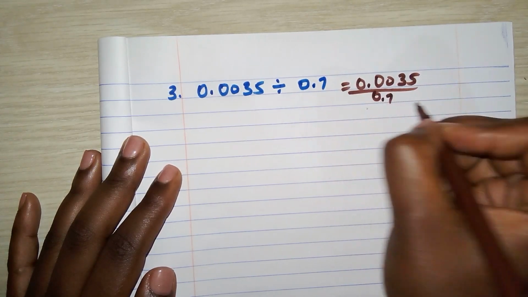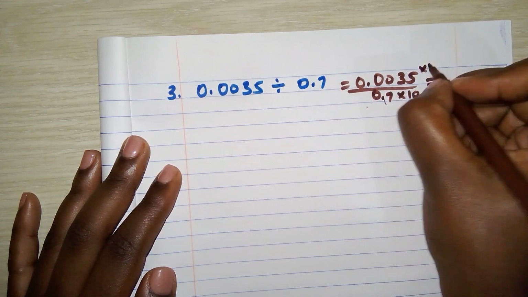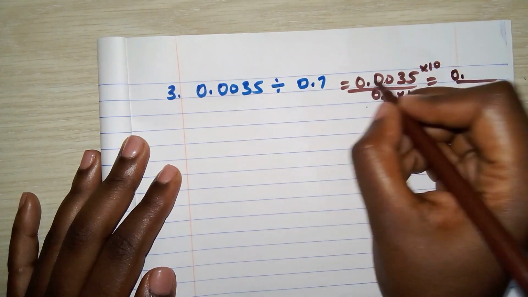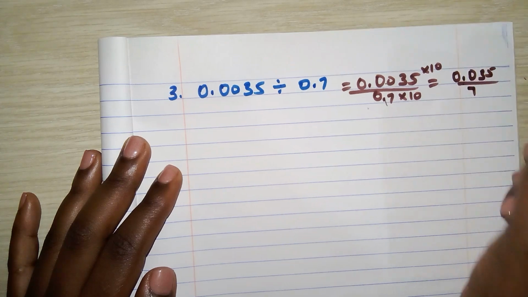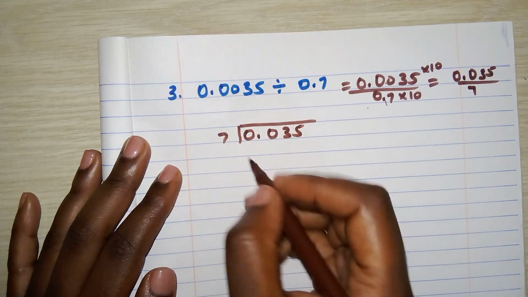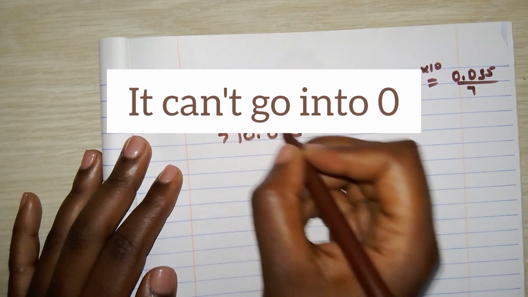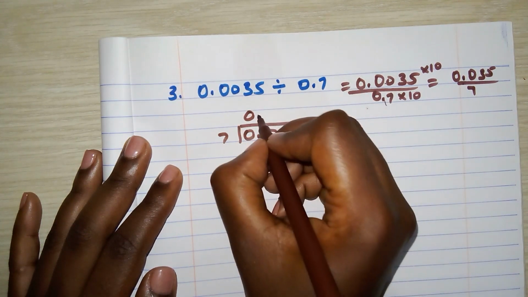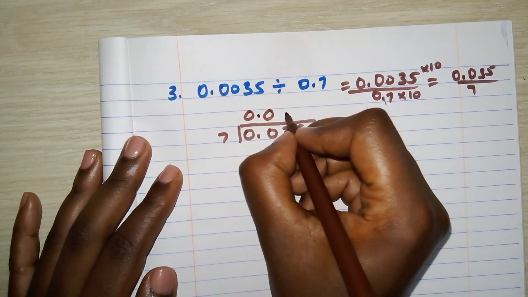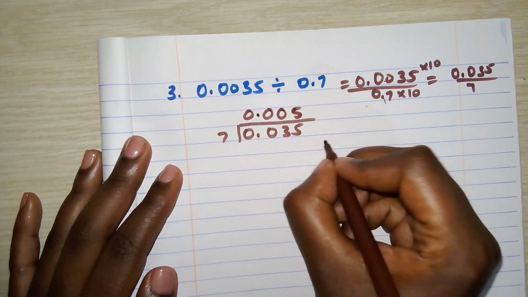So you write it in this format, 0.0035 divided by 0.7. Make it a whole number, so we do times 10 because it's 1 dp, and times 10, so the decimal point will come here, 0.035 all over 7. 0.035 divided by 7, so it can't go into 0, it can't go into 7, so you put a 0 after the decimal point. It can't go into 3, so you put a 0. Then that is 35, so it goes into 35 5 times.